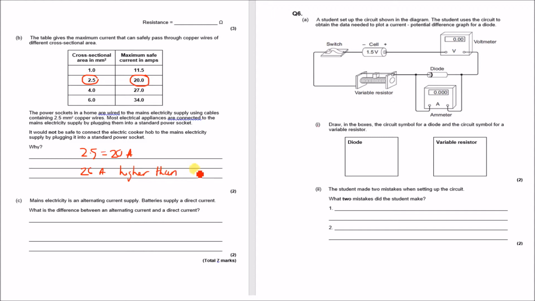than a 2.5 millimetres squared cable allows. What would this do if you have a higher current? This could cause a fire, so the wire could melt because the current flow is too great for the wire to hold.